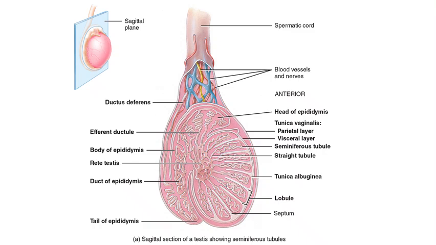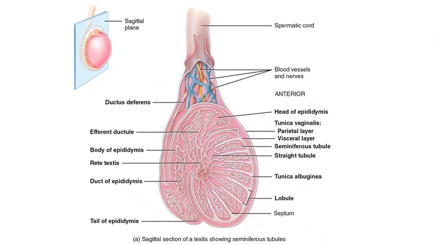Histologically, these contain a serous membrane called the tunica vaginalis, which is derived from peritoneum, and it forms during the descent of the testes, and it partially covers the testes. Now, internally to the tunica, the testis is surrounded by a white fibrous capsule that's composed of dense, irregular connective tissue, which is known as the tunica albuginea.